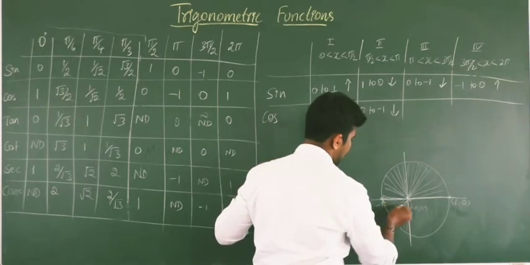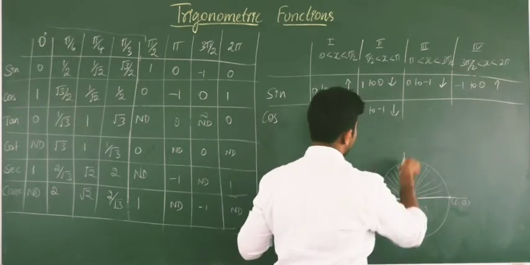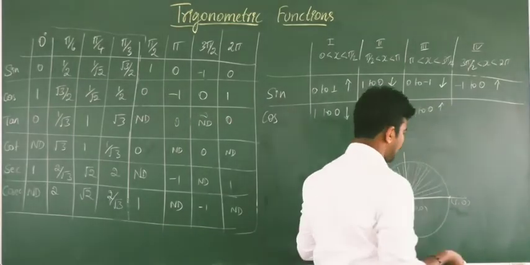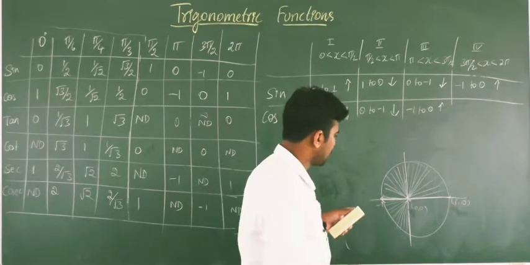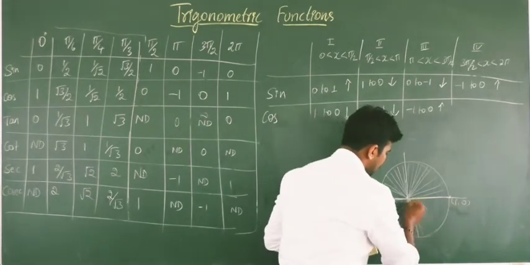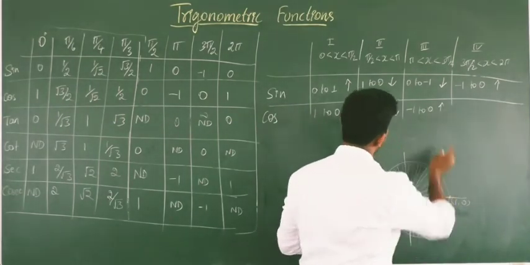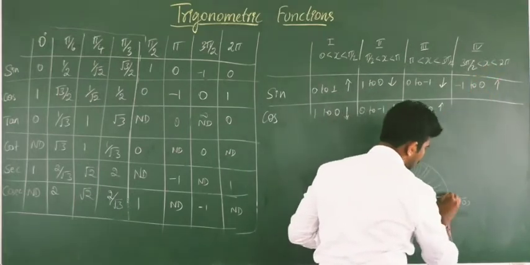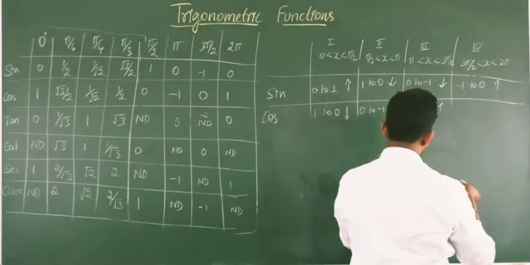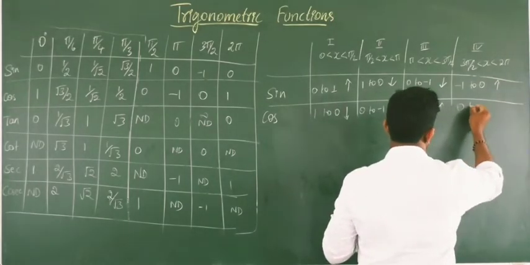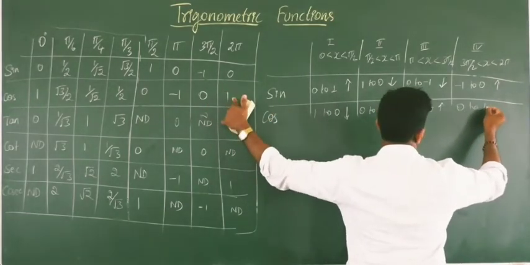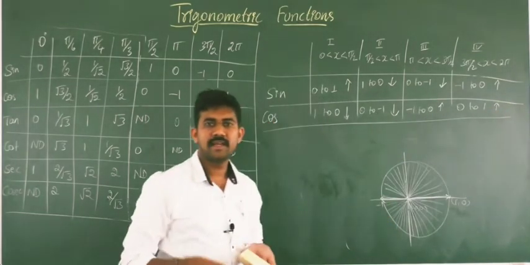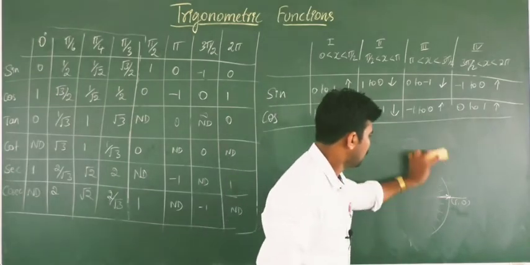Minus 1 is there, and from minus 1 it returns to 1, so it is increased; you get an increasing function graph. In the same way, in the fourth quadrant, if you take the value from 3 pi by 2 to 2 pi, then again it came back to its initial position, from 0 to 1, increased. Likewise it is continuing.